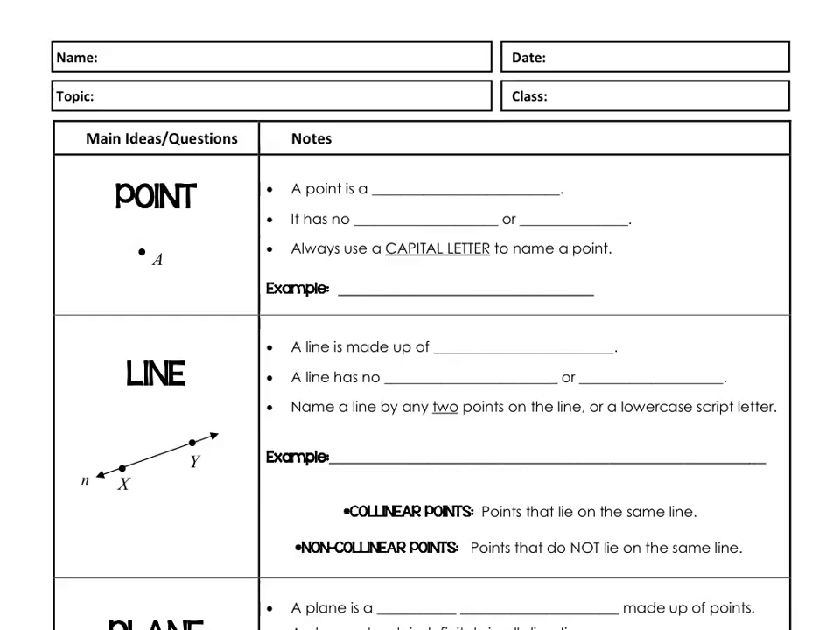Let's go ahead and fill out our guided notes. So first we're going to talk about a point. A point we define as a location. It has no shape or size. And we always use a capital letter to name that point. For example, here we would call this point A.